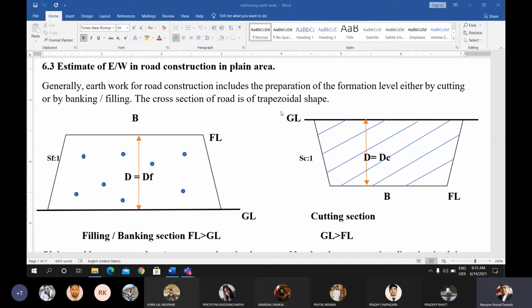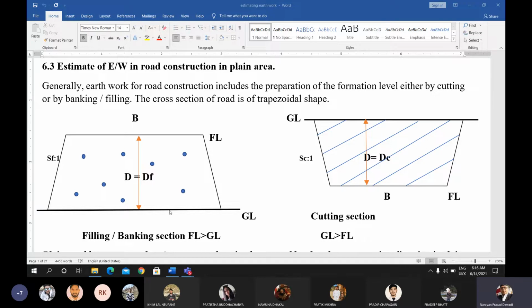If the ground level is above the formation level, as you can see in the second figure, if the ground level is higher than the formation level of the road, capital B is the width of the road, this length B is the formation width of the road. And this formation level is lower than the ground level here in case of cutting, and this cutting soil has to be dug out.